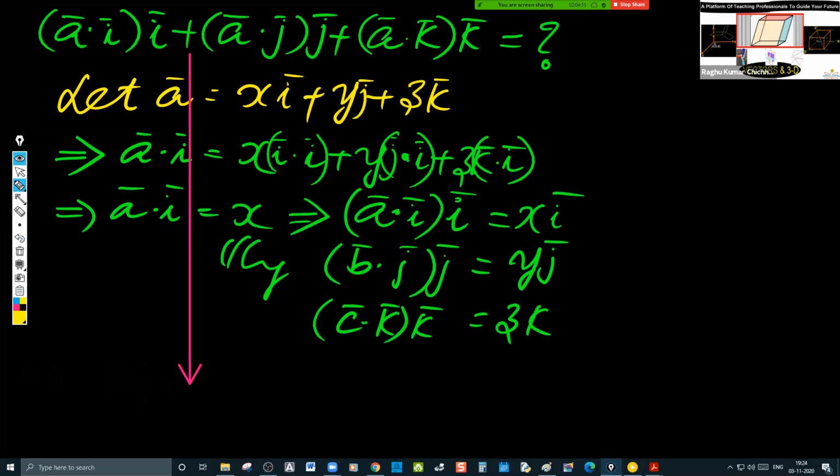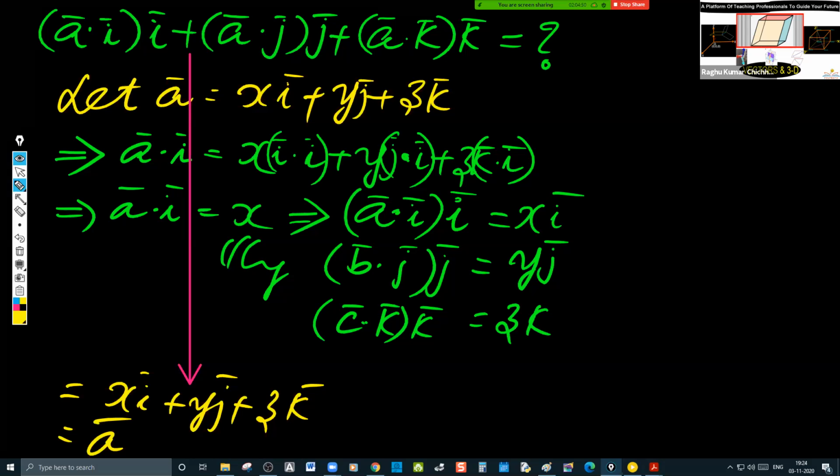xi plus yj plus zk is nothing but A bar. That is the answer. The answer is A bar. So remember this as a standard result, please.